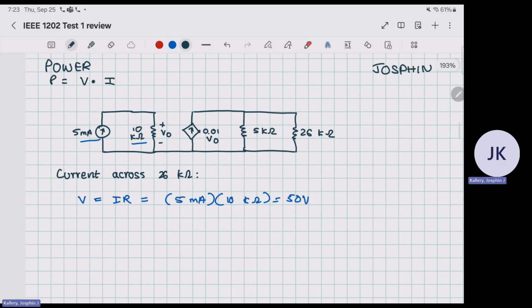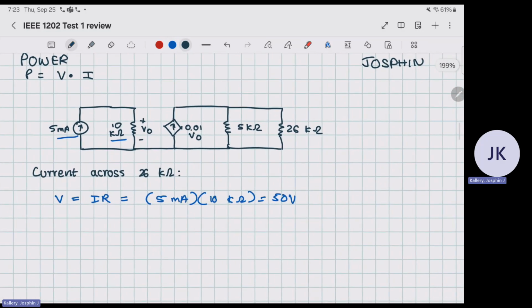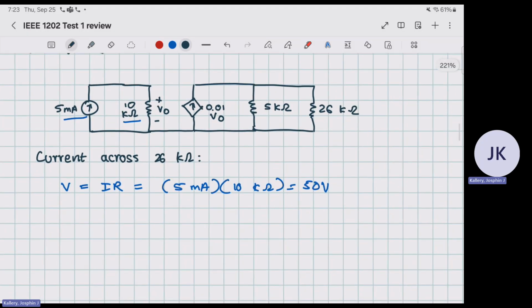With the problem, they want to first find what is the current across the 26 kilo ohms. Now that we found VO, we can find out what this is. And that's a current source. So 0.01 times VO will give us 5 amps.